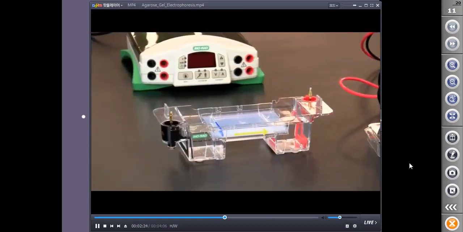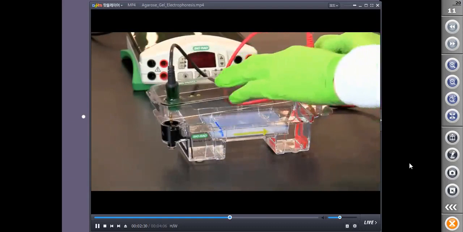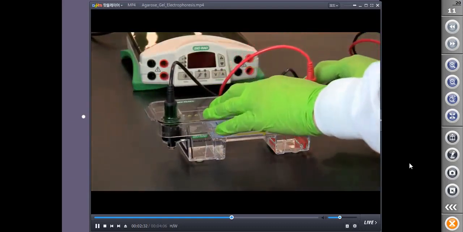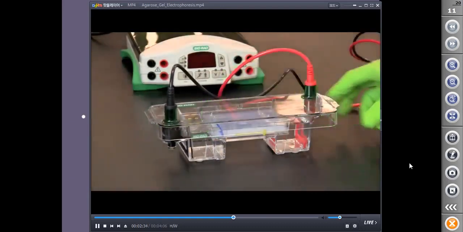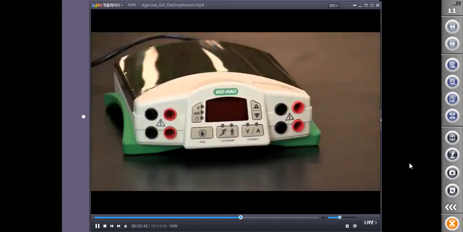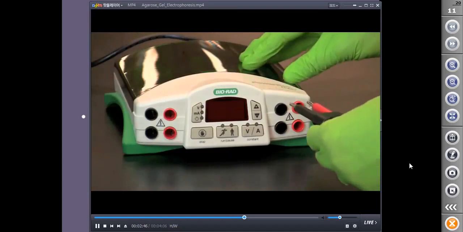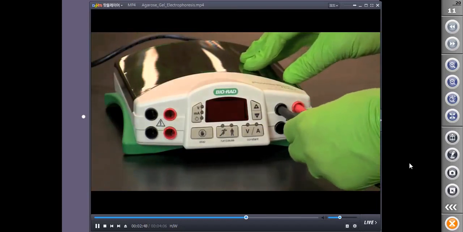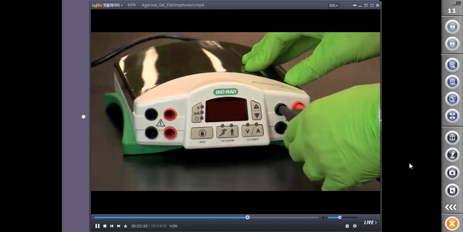Once all the samples have been loaded, avoid any bumping or movement of the gel chamber. This might result in the samples spilling into adjacent wells. Place the lid on the gel chamber with the terminals correctly positioned to the matching electrodes on the gel chamber, black to black and red to red. Connect the electrodes to the power supply, again making certain the electrodes match the terminals on the power supply, red to red and black to black.